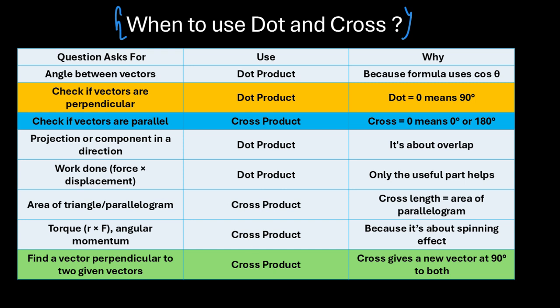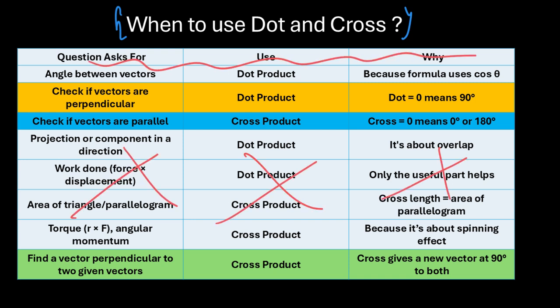Now, for motion in a plane, topic vectors, we have to focus on three topics here. One, if the vectors are perpendicular, dot product. Vectors are parallel, cross product. And if we are asked to find a vector which is perpendicular to two given vectors, not two perpendicular vectors, instead, a vector perpendicular to two given vectors, then again we use cross product. Now you might not write down all these things. What we need is these three highlighted ones. Please make sure you make a note of this.